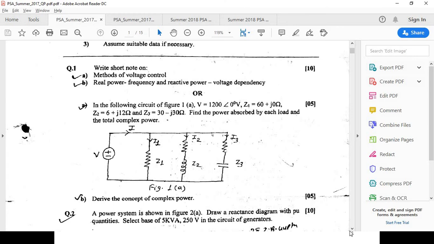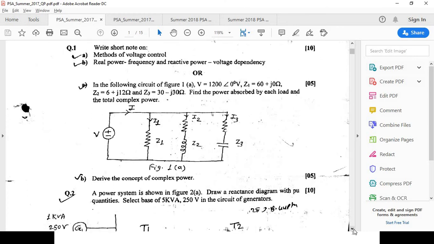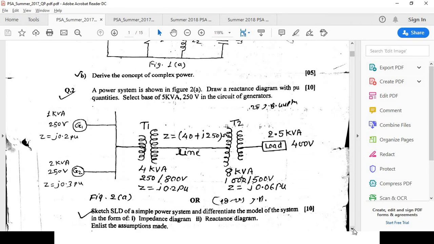Now we will go through another numerical. See, there is another numerical in question 2a. Just refer to the diagram. There are two generators connected in parallel and they are at bus 1. Then power is transferred through the transformer T1, transmission line, and transformer T2 to the load. And the ratings of all the equipment are given.